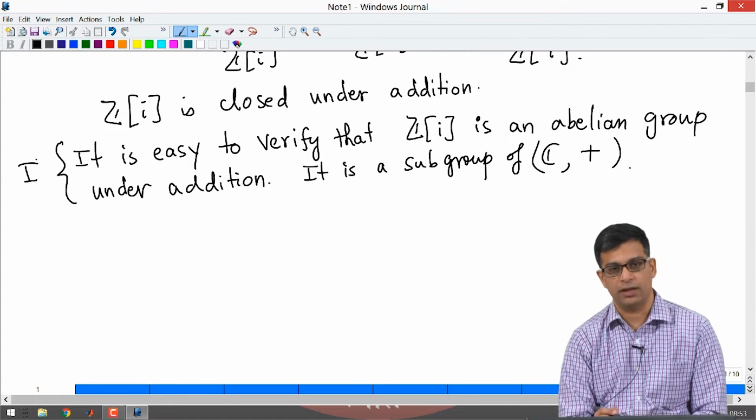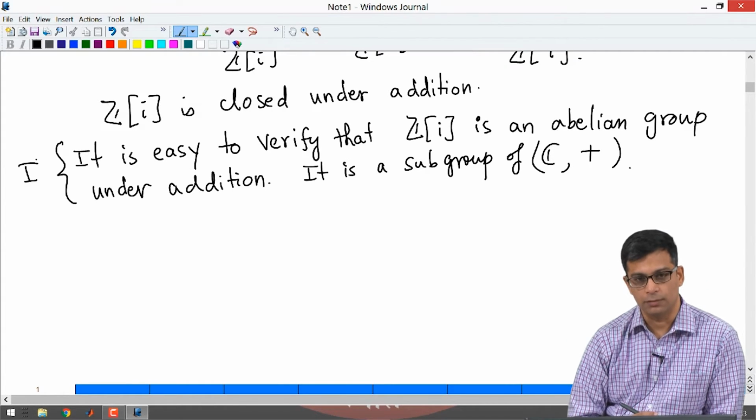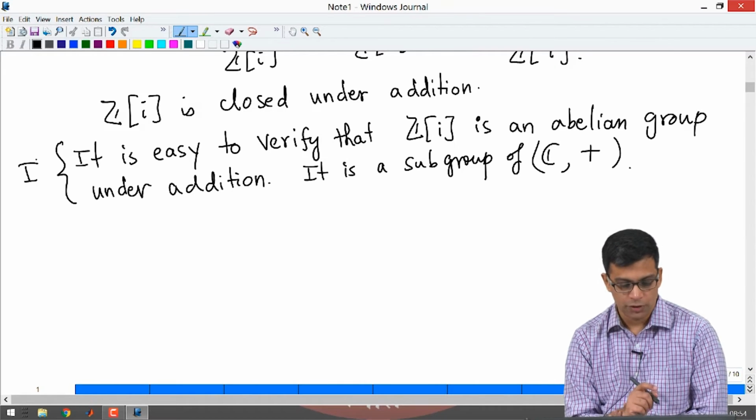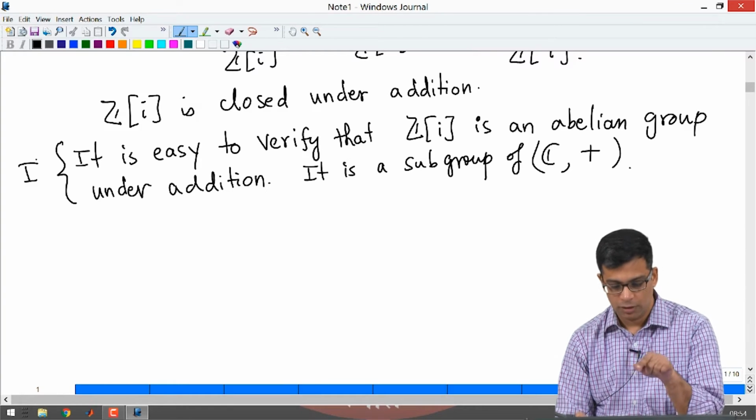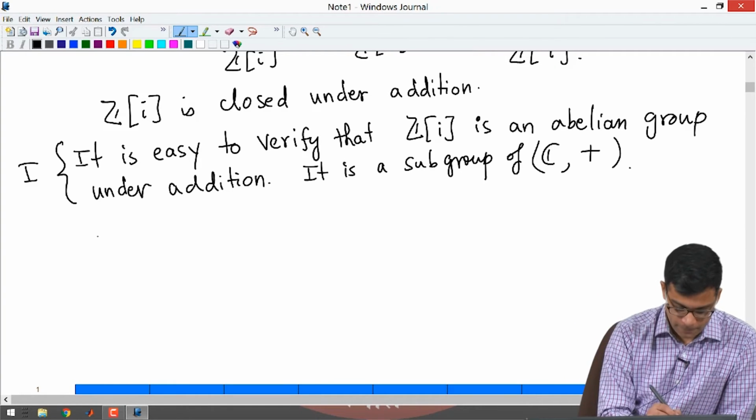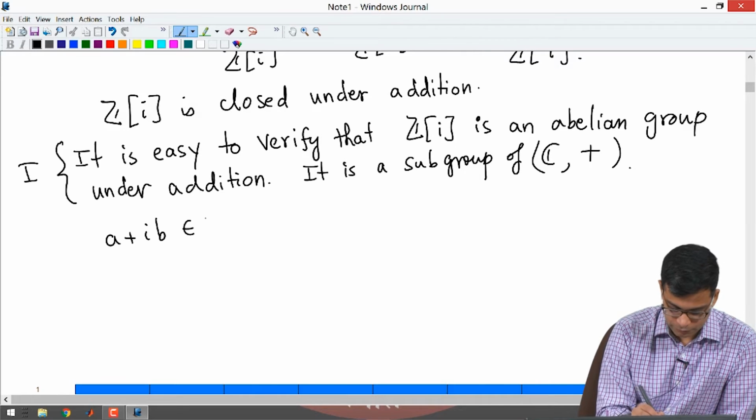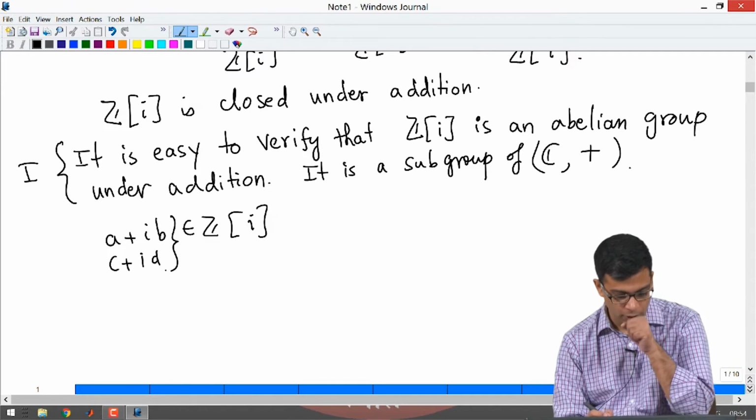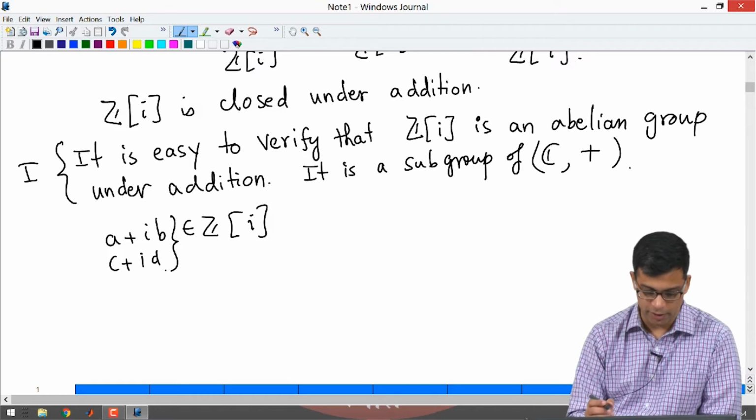We also need another thing for a ring. We need multiplication on the set that we want to consider as a ring. So, there is multiplication on complex numbers. We need to still verify that Zi is closed under multiplication. So, let us choose two elements of Zi. Let us say a plus ib, c plus id are inside Zi. Let me remind you, that means a and b are integers, c and d are integers.